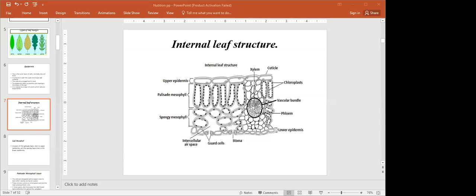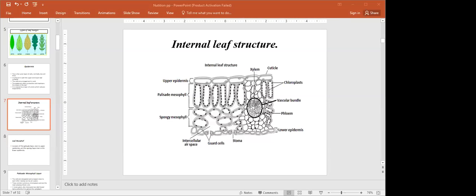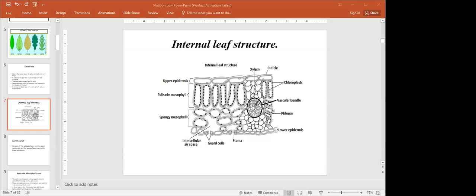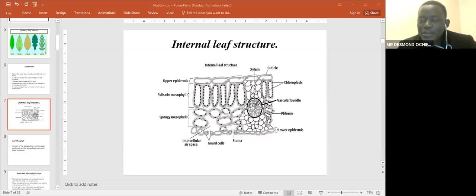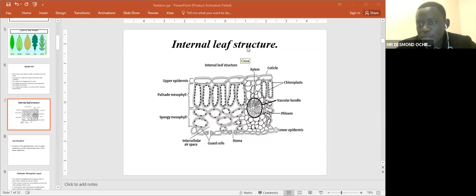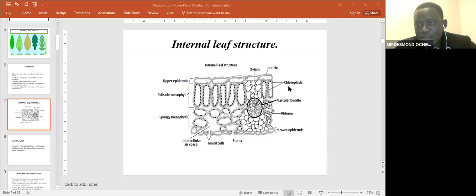The xylem allows the transportation of water through the leaf, and the phloem is the one that transports the food in the leaf. Good. So you're saying xylem transports water and mineral salts, while phloem transports food. Thank you. Let me just mute you again.